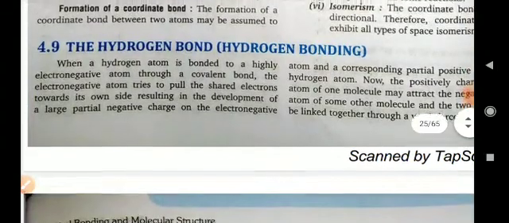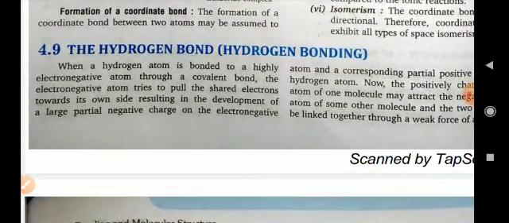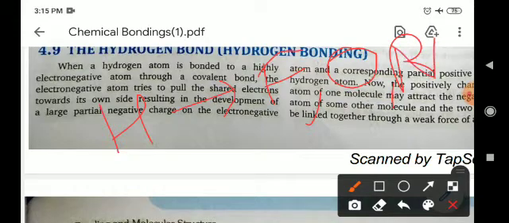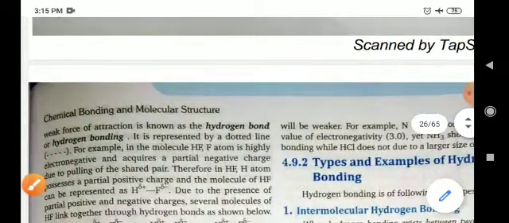Now the hydrogen bonding, hydrogen bond. So what is the hydrogen bond? When hydrogen combines with a highly electronegative element like fluorine, oxygen or nitrogen, then this type of bonding is known as hydrogen bonding.